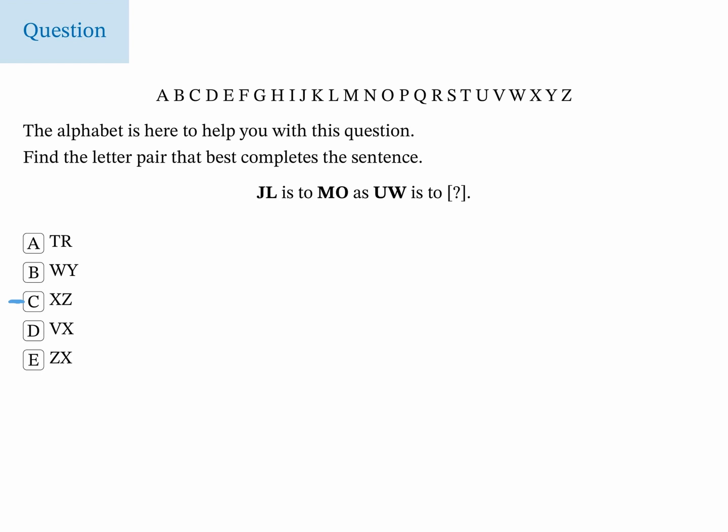So I think the first thing, just to clarify, is we have this weird wording in this sentence. So we have JL is to MO as UW is to. Now that can sound a little bit strange. What does that mean? Well, this is just a more verbal way of saying there is some relationship between the pairs of letters JL and MO. Once we find how these two are related, then we want to know how we can apply that relationship to the letter pair UW. And again, in the same way as for the previous type of question, the best way was to look at the first letter in each pair and find the relationship. We can do exactly the same thing here.